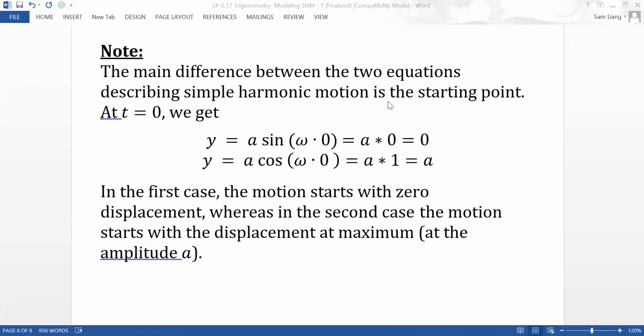Mr. Liang, for these questions, do you want us to graph 1 period or 2? If it doesn't specify, then 1 is fine. Okay. Okay, so I'm going to stop recording.